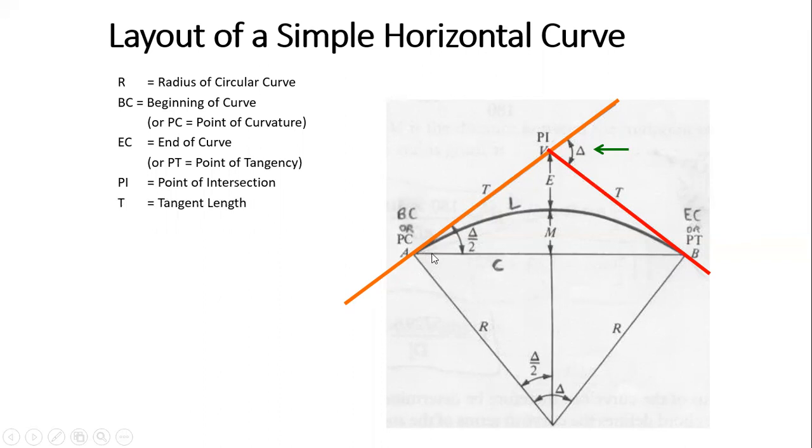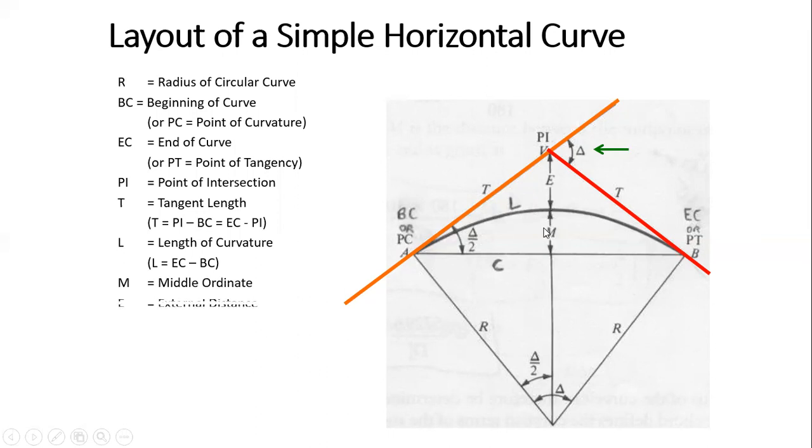Next, tangent length. Okay. So yung tangent length running from point A to point V, or since this is symmetrical, so we expect that this T is the same as the T here. No? So point V to point P. Next, length of curvature. So yung length ng arc or curve running from PC to PT. Okay. Next, middle ordinate. So this segment. Okay. Straight na to. Next, external distance. So from this point to this point.